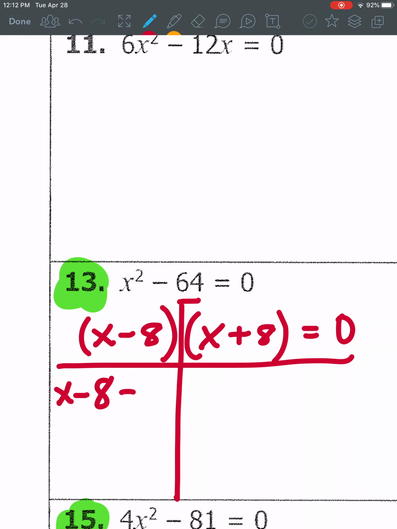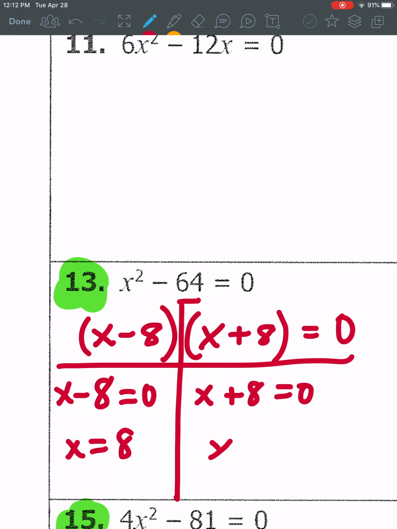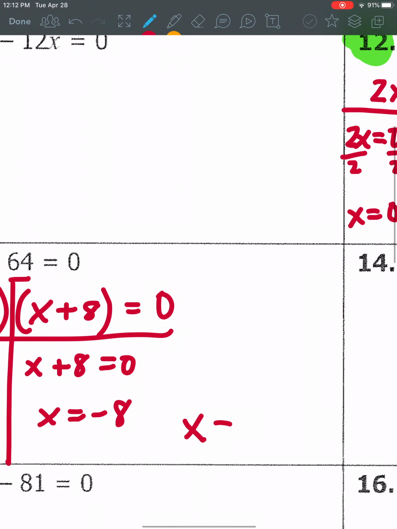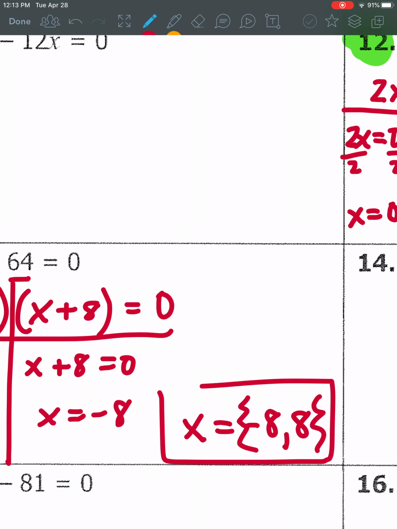Set them both equal to 0, and then solve. So x equals 8, and x also equals negative 8, okay? Difference of squares, they're always just going to be the opposite numbers. Do my little squigglies, and there we go. All right.